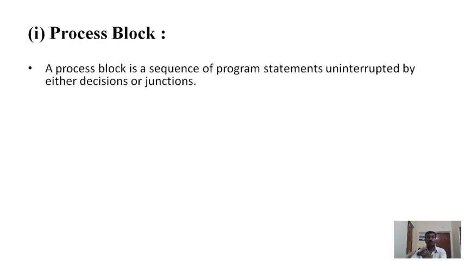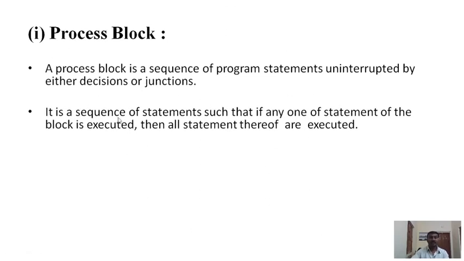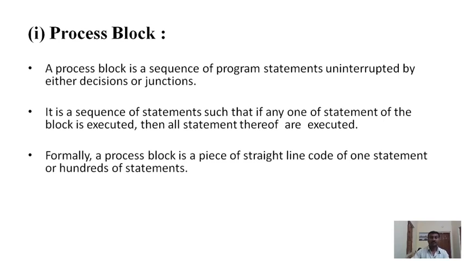So the process block is a sequence of program statements uninterrupted by either a decision or junction. It is a sequence of statements such that if any one statement of the block is executed, then all statements thereof are executed. That means in the sequence of statements of the process block, if one statement is executed, then all the statements are executed. A continuous sequence of statements must be placed in one process block, and the flow continues through all the statements in the block. So that is the concept of this one.